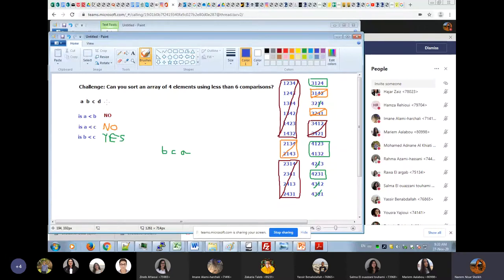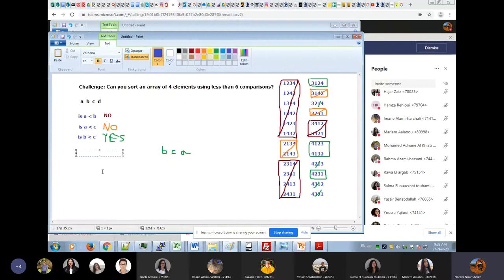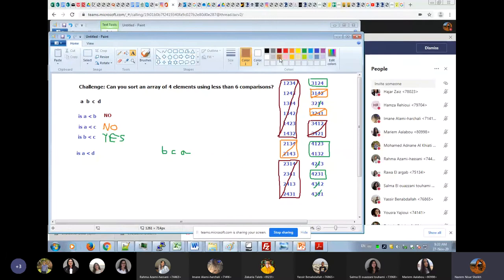let's say, do you have a question you want to ask? What's your next comparison you want to do? Is D higher than A? Okay, so is A less than D? Okay, let's check. Let's pick another color, brown color. A less than D. Is the first guy less than the fourth guy? In this one, first guy, yes. In this one, it is yes. In these ones, no. And these ones, no. So there's one yes and three no's.